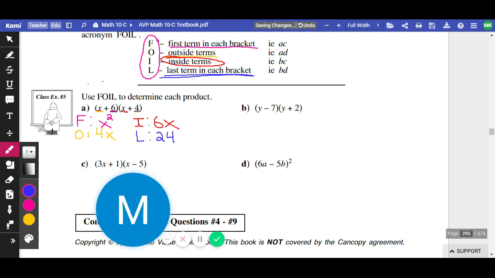And you end up with the same four terms like we have in every other method. It's just a different way of getting to those four terms. Again, you can collect like terms. So x squared can't combine with anything. 4x plus 6x would be plus 10x. And then plus 24. If you're getting help from your parents, that's a 24, not a 29.